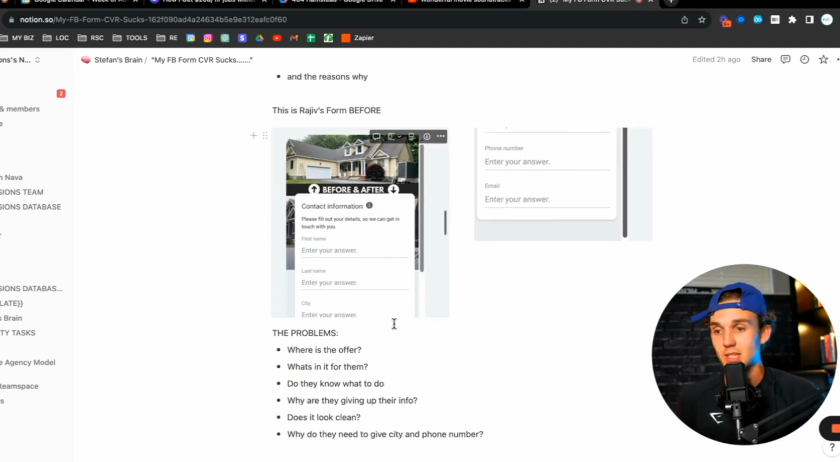And so the problems with this are, where's the offer? The offer is literally nowhere to be found, which doesn't reaffirm their decision to give out their information as a good idea. The second thing, what's in it for them? What do they get for filling out this information? It doesn't say, so why should they fill out their information? The third thing is, do they know what to do? Sure, it says fill out your information, but there's no clear sense of direction that they know what to actually do and why they're doing it, right?